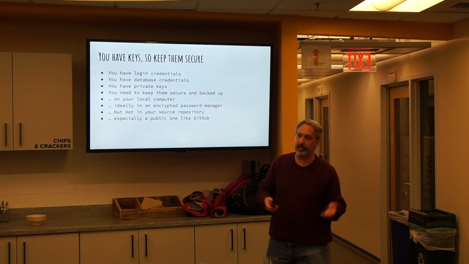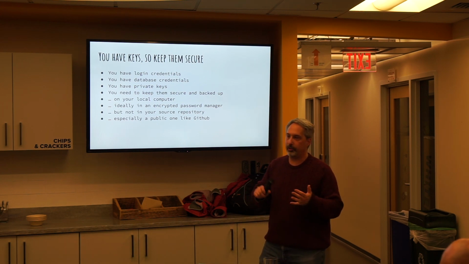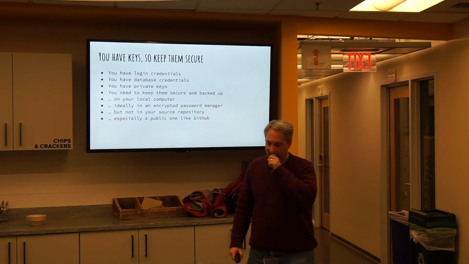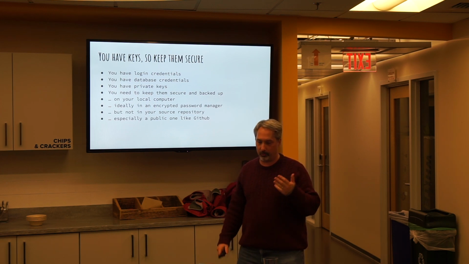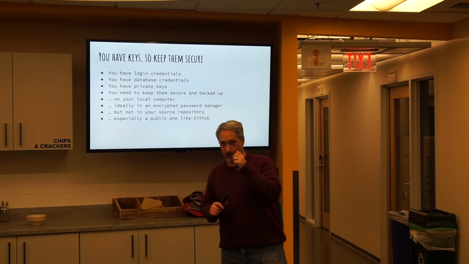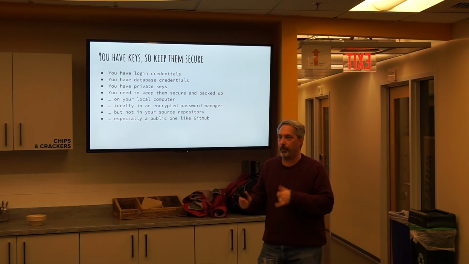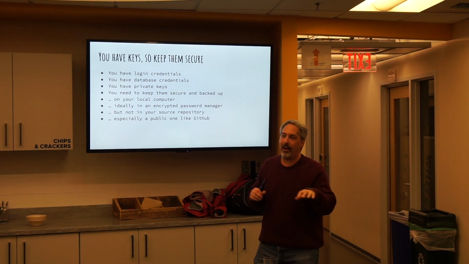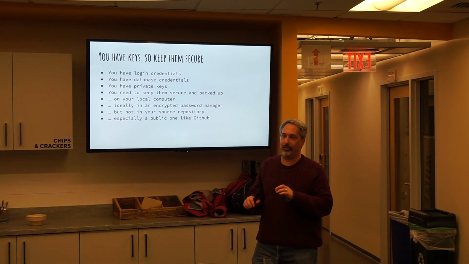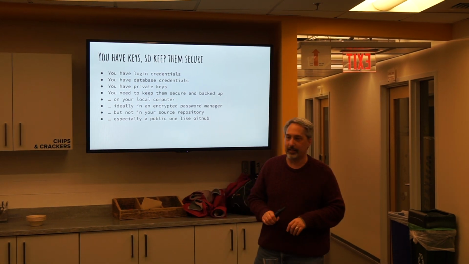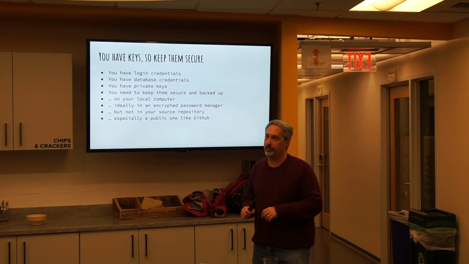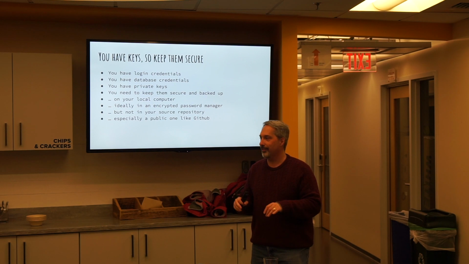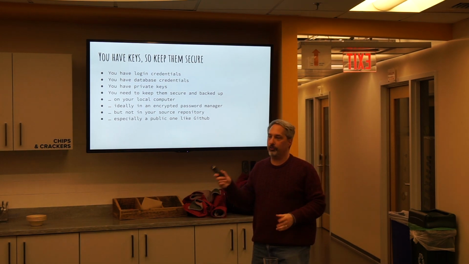All right, so you've got keys, and you want to keep them secure: login credentials, database keys, private keys, secure, backed up, on your computer, in an encrypted password manager. As Andrew said to make his point, it should not be in your source repository, especially a public one like GitHub. That's just a file you don't check in, right? The file with the credentials is the one you put in your .gitignore. You want to put that in there so it's never going to get checked in. It gets backed up some other way, but it never goes into a public repository.